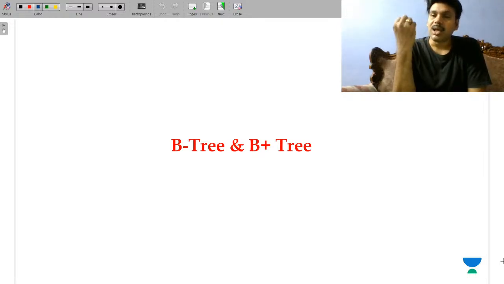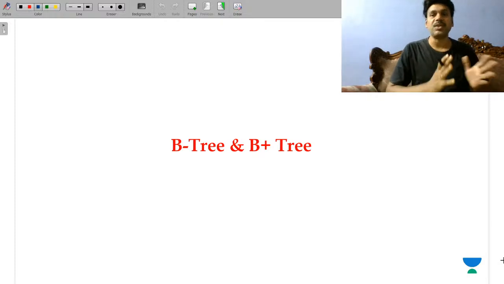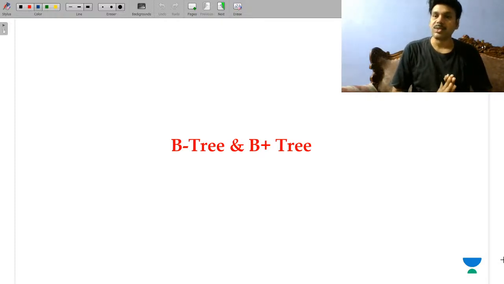What is the B? In B plus tree and B trees, the B is completely different from your normal trees, because B trees and B plus trees are called balanced search trees. They are not binary search trees. Please observe, they are not binary search trees. They are balanced search trees. That means the tree is always balanced. That's why it is supposed to fill at least 50% of the tree.